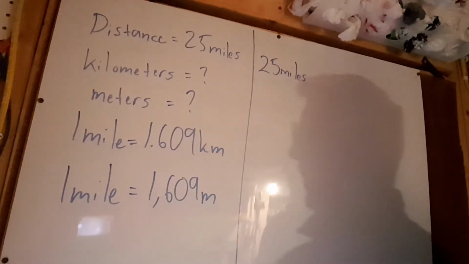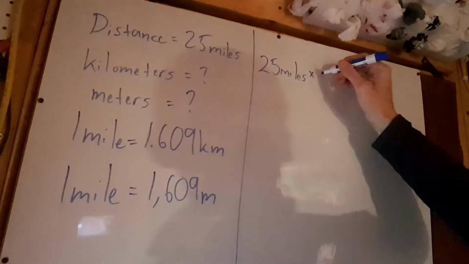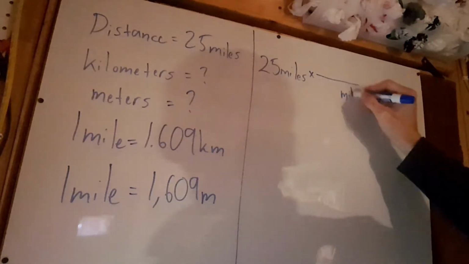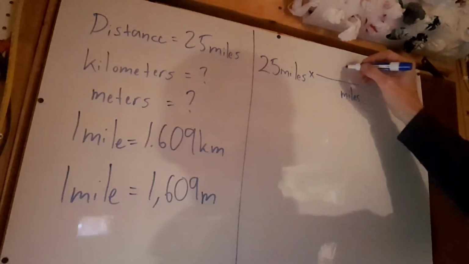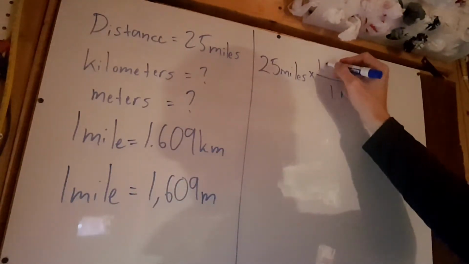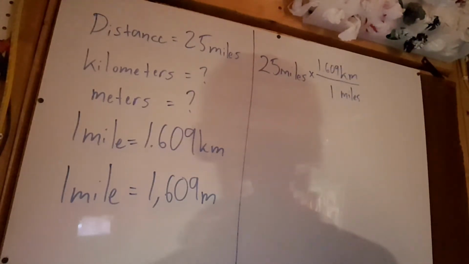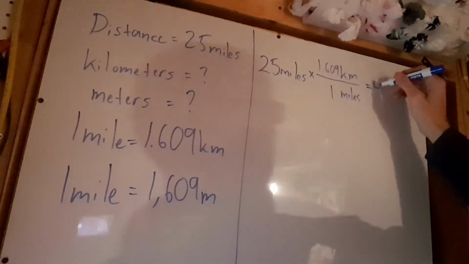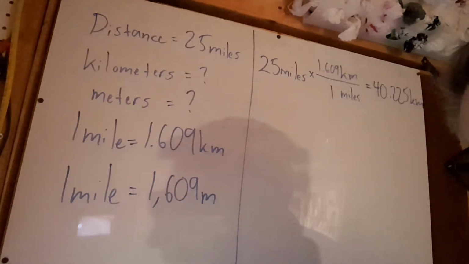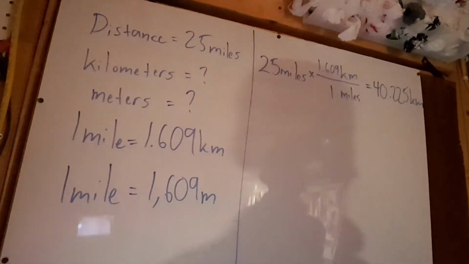I've shown a few people, but 25 miles converted to kilometers is no big deal. You do 25 miles, you do a times symbol, and then a fraction bar, and on the bottom you put the thing you're trying to get rid of, and on the top you put the thing you're trying to go to, which is kilometers, and then you put the relationship between them. I already wrote that over here, so all you gotta do is 1 mile is 1.609 kilometers. And when you multiply those two together, you get just over 40.225. So 40.225 kilometers. You still see over there? Not great, not terrible. 40.225 kilometers.